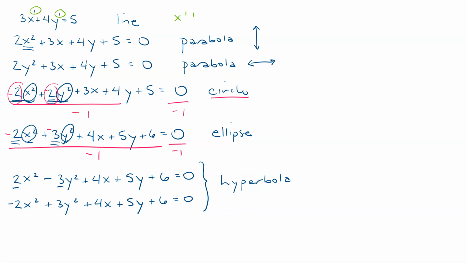Going back through again, a line you'll see has an x to the first power and/or a y to the first power, but no power is higher than that. A parabola will have an x squared as its highest power or a y squared as its highest power.